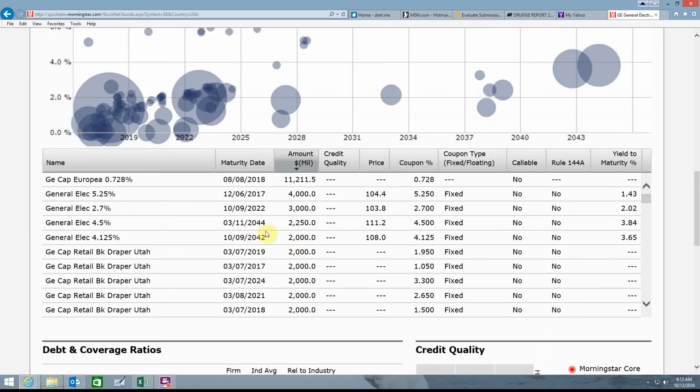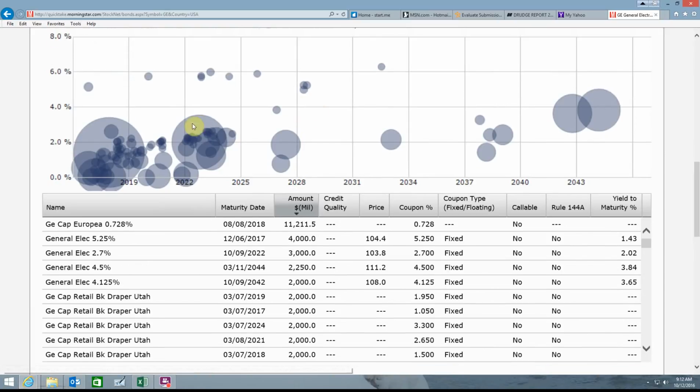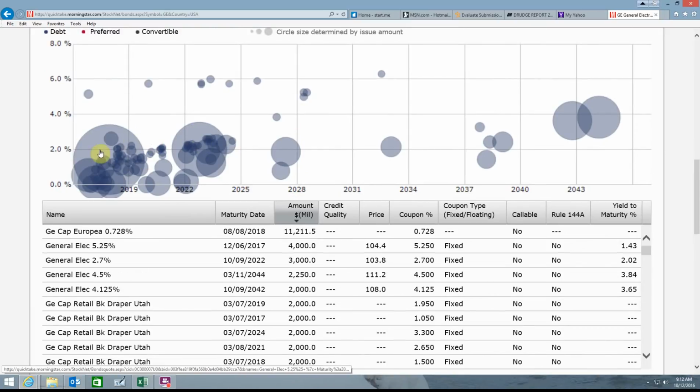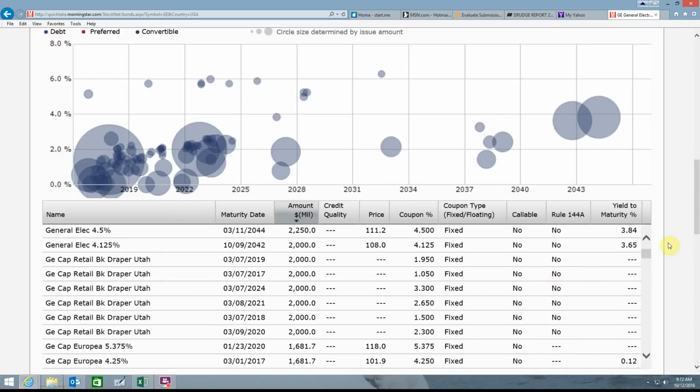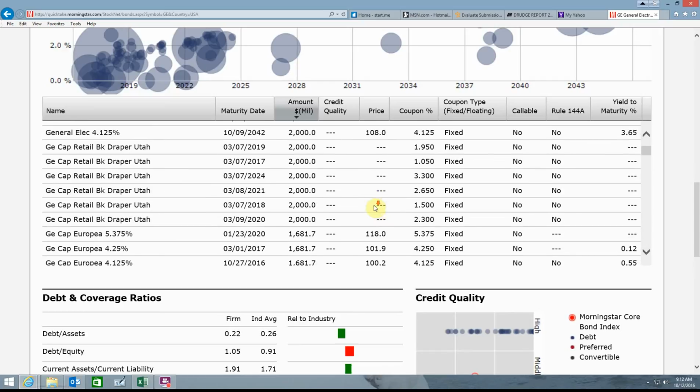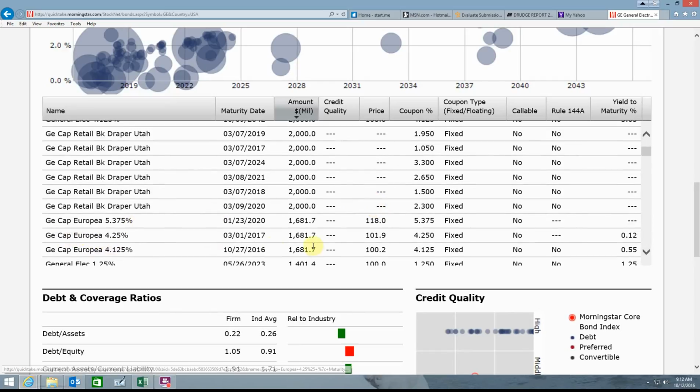This is GE, right? And GE has lots of debts. This little bubble thing here, a lot of them come due here, but they got some way the heck out here, right? Kind of interesting, and you can scroll down and see. Here they've got one that matures next March. It originally had a 4.25% coupon rate. That's what they call that, but its price is a little over par.